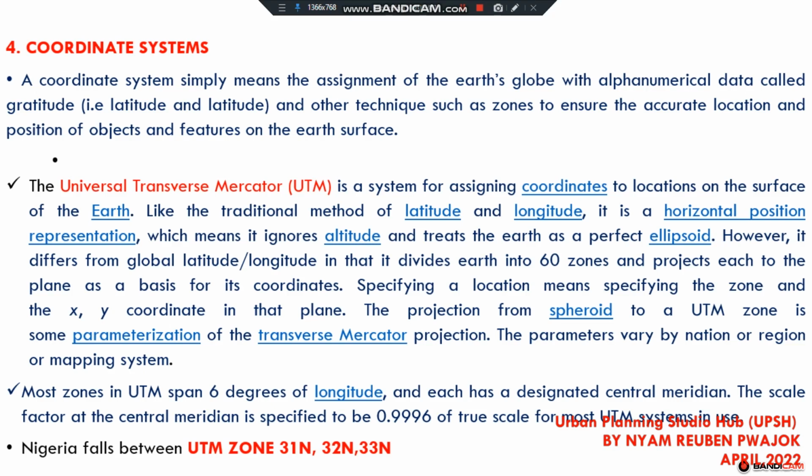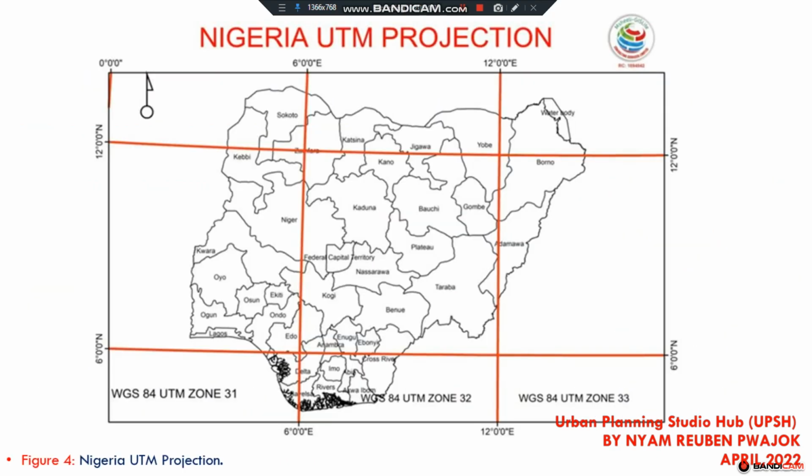Now, Nigeria falls between 3 zones. We have UTM zones 31 north, 32 north and 33 north. Now let's go ahead. This is the Nigeria UTM projection. You can see your latitude and longitude and you have the zones here. Here is zone 31. These are states found within 31, although Edo is partly in 31 and 32. We have Ondo, we have Ekiti, Osun and the rest.